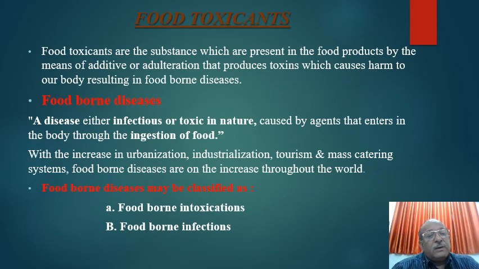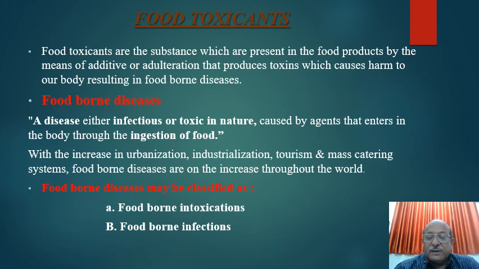Now first let us define what is a food toxicant. Food toxicants are the substances which are present in food products by means of additives or adulteration that produce toxins which cause harm to our body, resulting in foodborne diseases. What are foodborne diseases? A disease, either infectious or toxic in nature, caused by an agent that enters the body through the ingestion of food. With the increase in urbanization, industrialization, tourism, and mass catering systems, foodborne diseases are on the increase throughout the world.